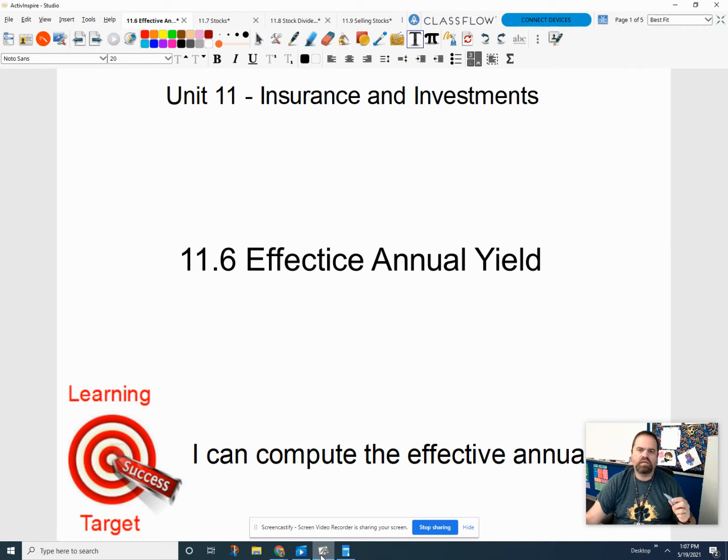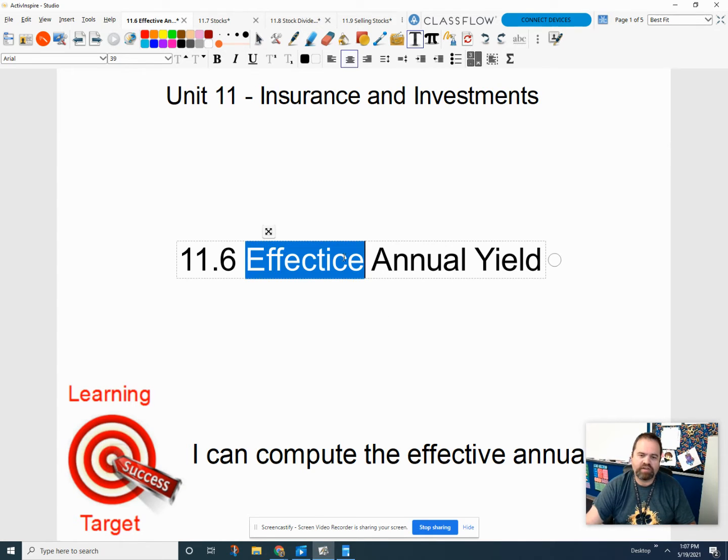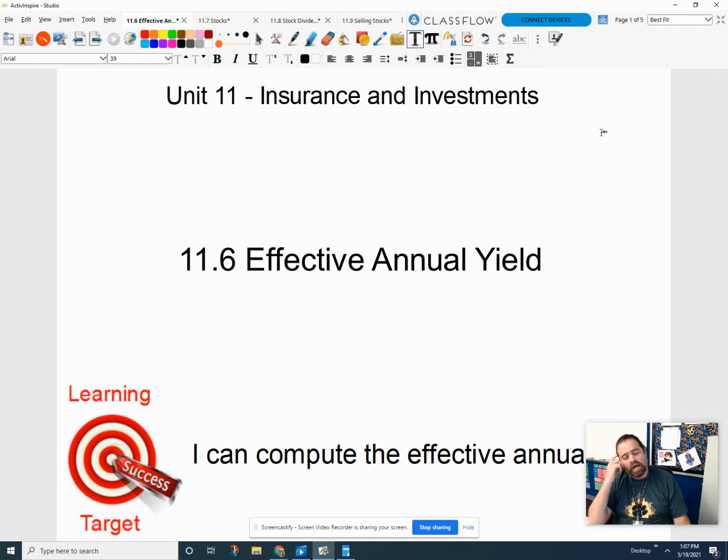So with a CD like we just talked about, that's got a typo in it. That should be effective, not effectice. That's not even a word. There's this thing called effective annual yield. When you set up these CDs and they compound your interest, you might have an 8% interest rate, but because of the way it's compounded, you actually earn back more than 8% of your money. You get 8% of your money, and then they add that into your account, and then they calculate again and again and again, and it just kind of snowballs.